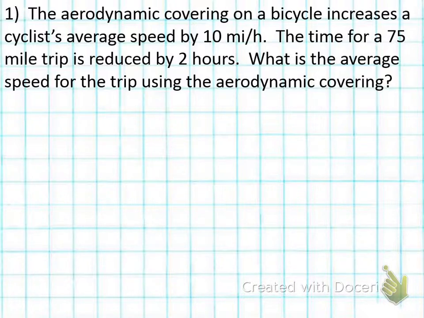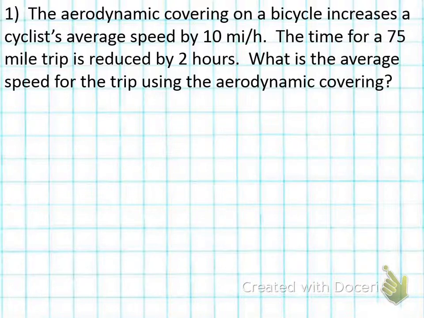So you see how this is stuff you have to think about when you're reading the problem. You're like, oh, duh, that's what it's talking about. So it says that covering on a bicycle increases the average speed by 10 miles an hour. That's a lot faster, right? Okay, that's awesome. So it's giving me some information.